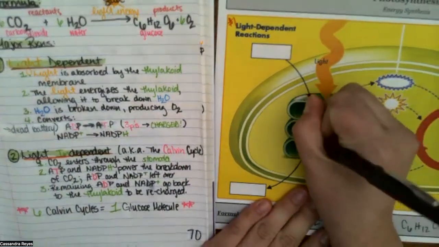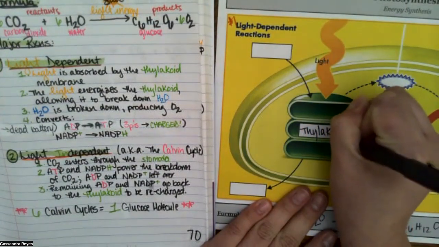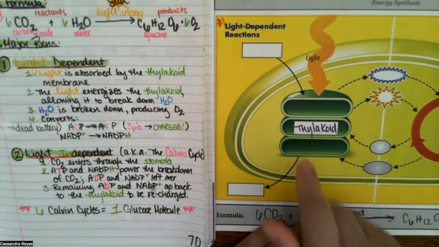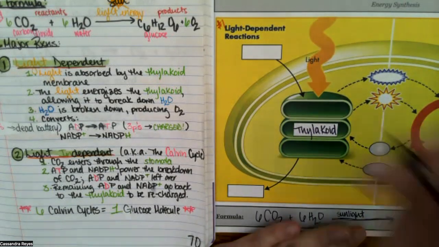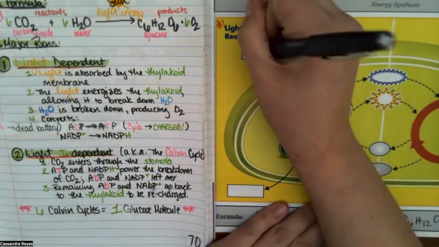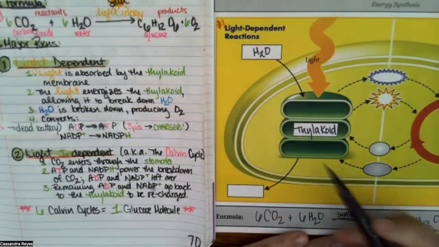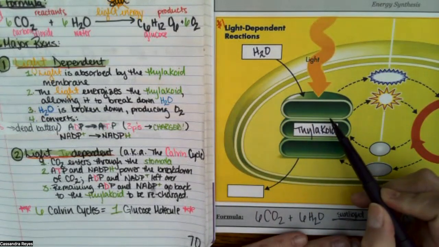This is called the thylakoid. All right, the thylakoid membrane, we'll just call it the thylakoid. We're good. Okay, light enters in through here, and it's going to allow for, hold on a second, I want to make sure I got my notes. Okay, this right here is going to allow us to break down H2O. Okay, so that H2O is going to get fed, the water is going to get fed to the thylakoid.